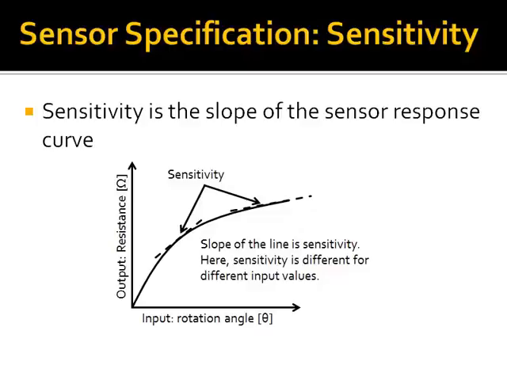Note that the sensitivity of the sensor might not be constant over its entire range. Sometimes sensors are more sensitive in certain ranges and less sensitive in other ranges. A sensor is more sensitive if the slope is greater and less sensitive if the slope is less. In this example, the sensor shown is more sensitive at the beginning of the input range than it is at the end of the input range.